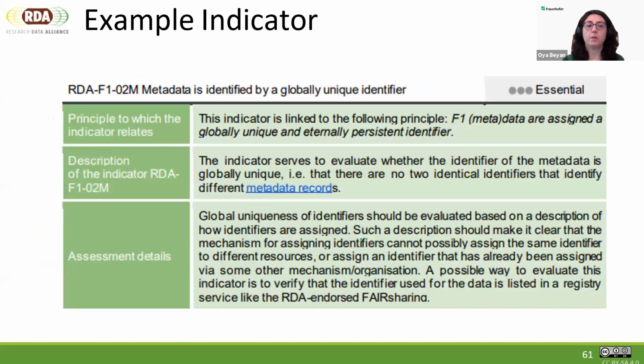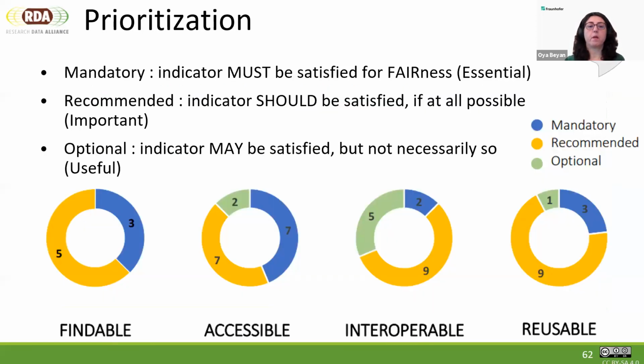Here you see an example indicator. Each indicator has an identifier. It refers to a certain principle. It provides a description and also assessment details on how you are going to assess it. For example, here, how you can measure the global uniqueness, and there are recommendations on using registry services such as FAIRsharing. Next slide, please.